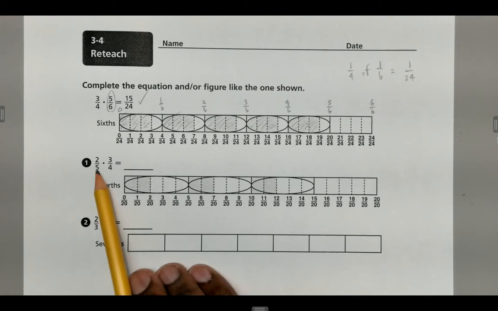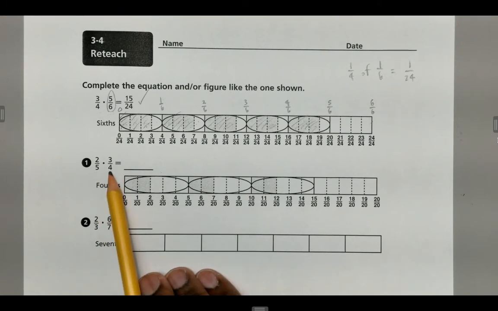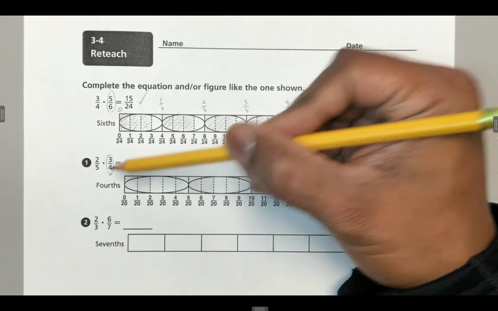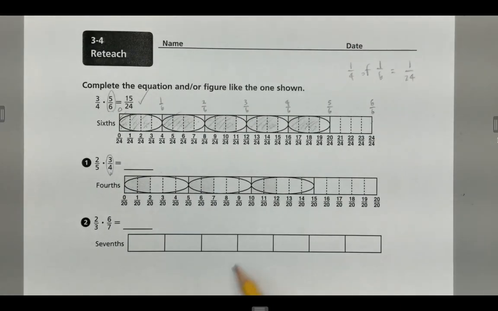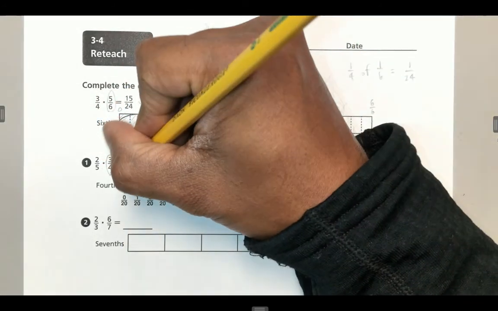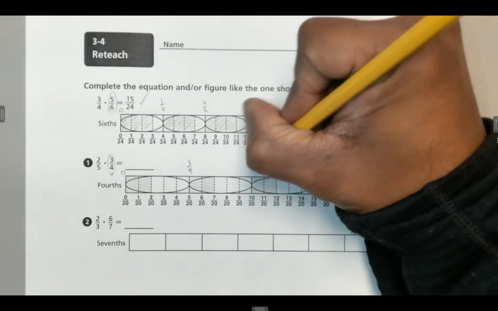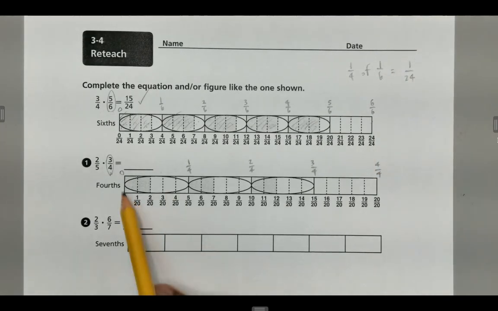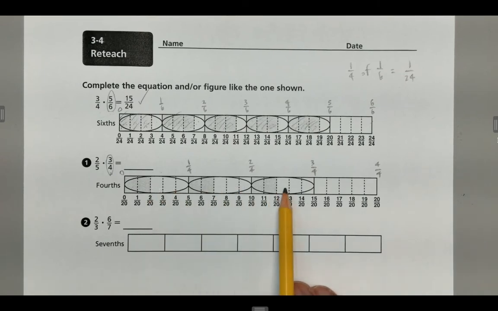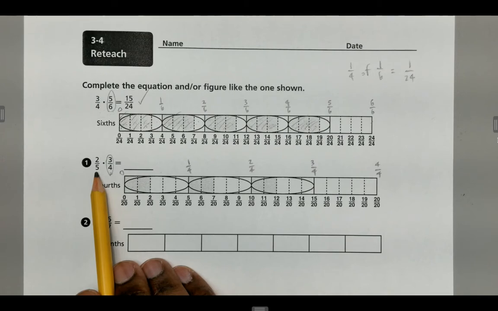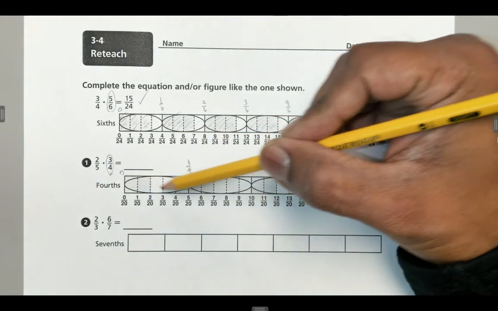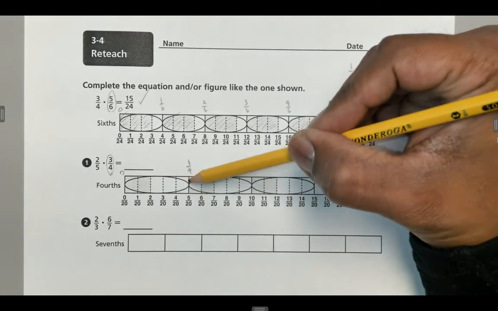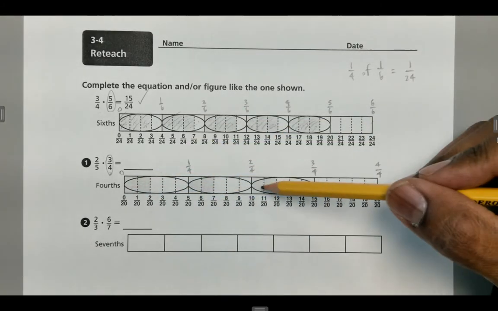Let's try one together. 2/5 times 3/4. Okay, first we're going to use the circles to represent 3/4 of a whole. I've got my whole. I've divided it up into 4 equal parts. 0, 1/4, 2/4 or a half, 3/4, 4/4 or a whole. Circled off 3/4. Now, within each of these circled sections, I am shading in 2/5 of each section. So I'm taking this, dividing it into 5 equal parts, shading in 2 of those, shading in 2, shading in 2.